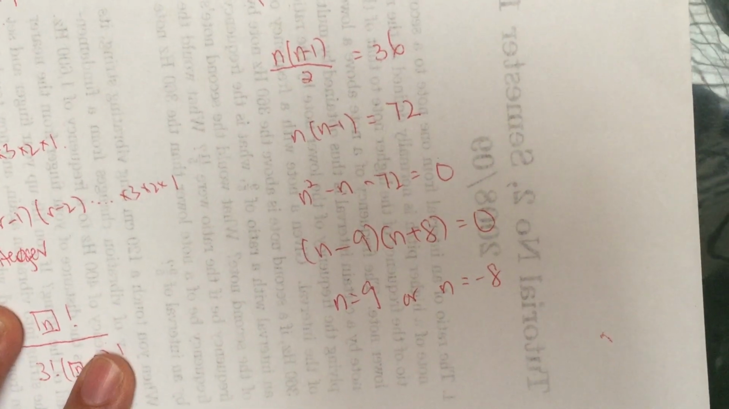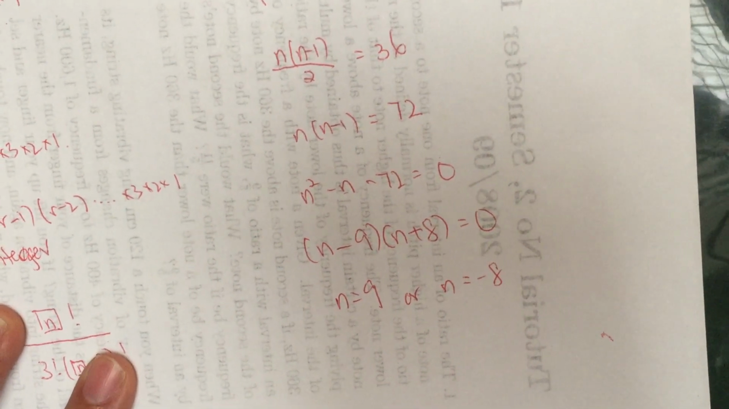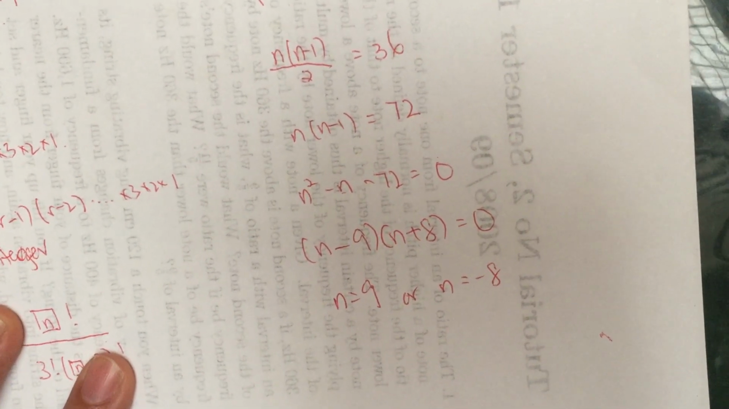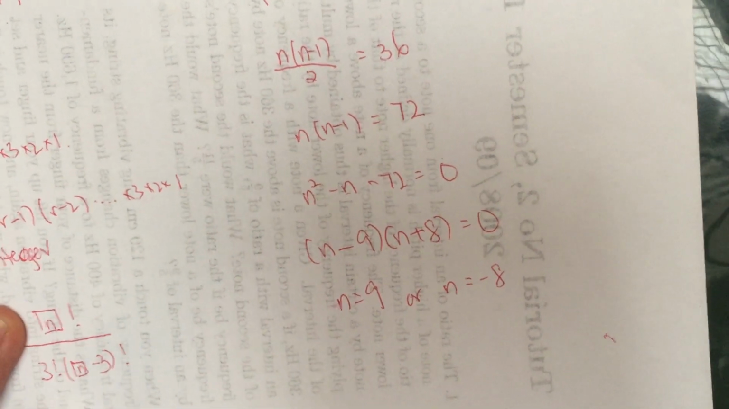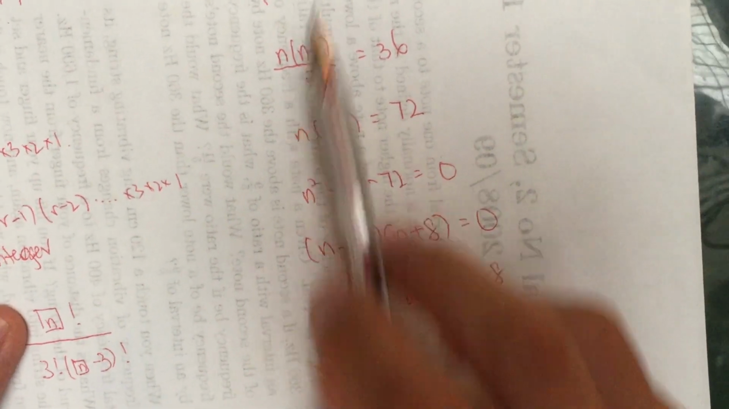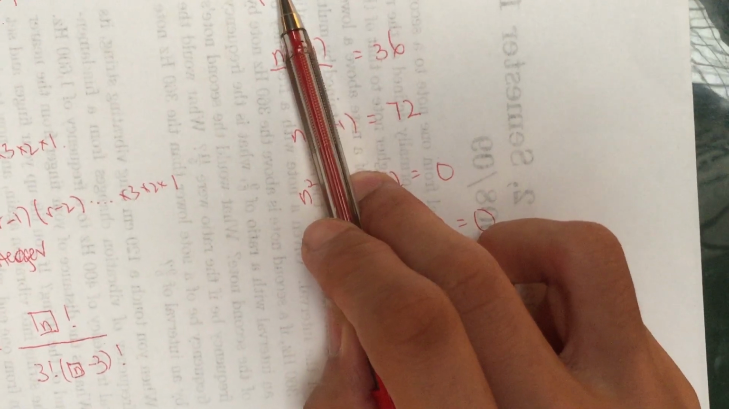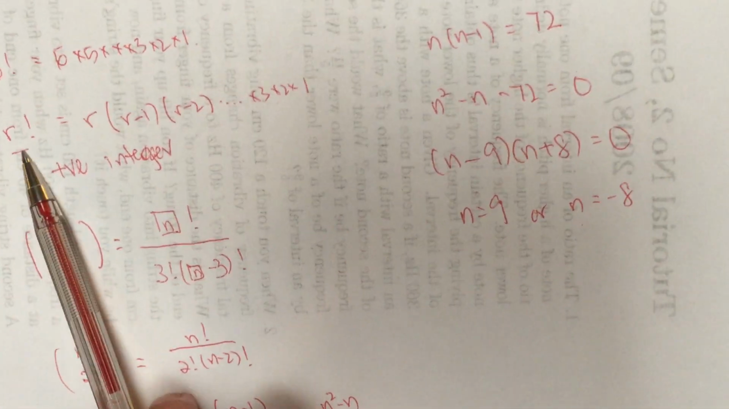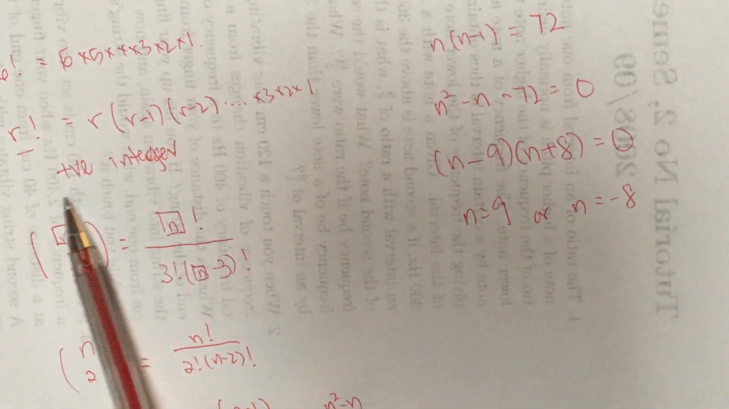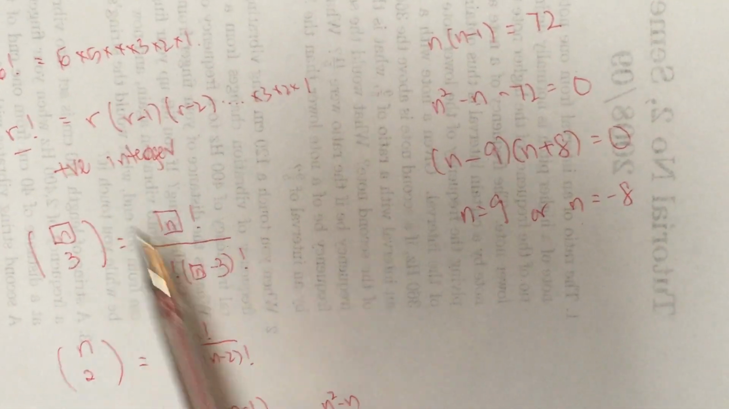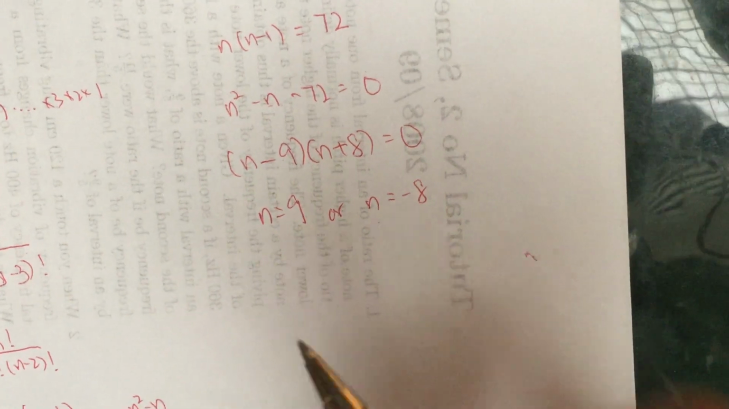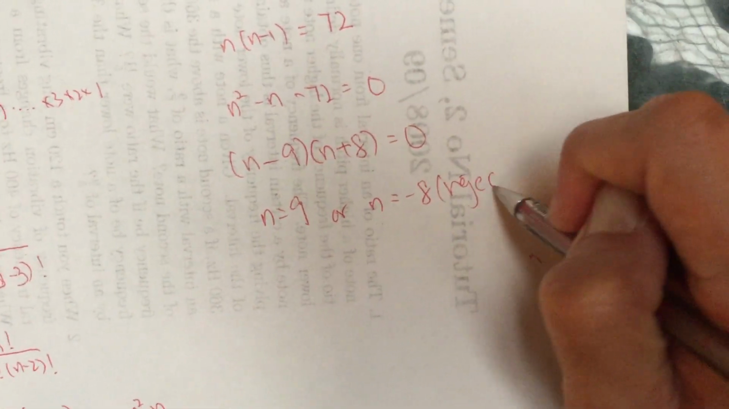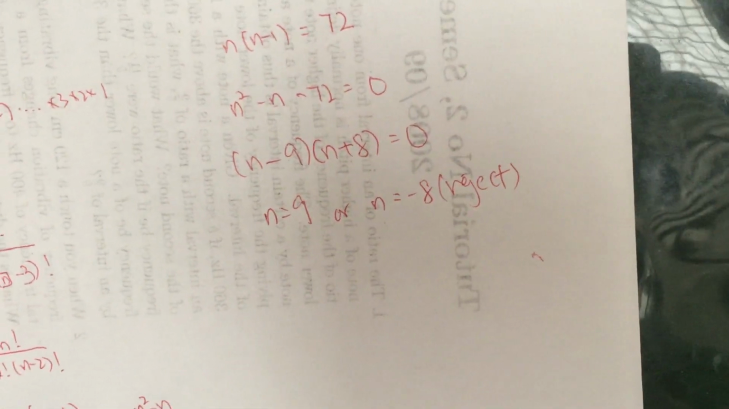Okay, now how many choices are there? There are 2 possible answers, 9 or negative 8. But let's recall, n comes from here, right? And I can write down in terms of a factorial, and since that is the case, my factorial must be a positive integer. Okay, must be a positive integer. I cannot have this answer. Okay, therefore I must reject this answer and my answer is n equals to 9.